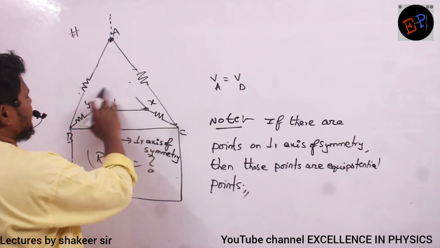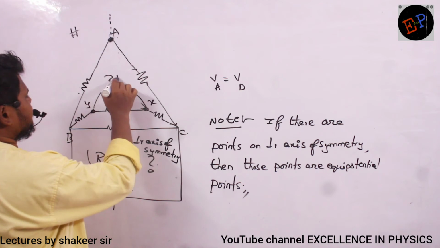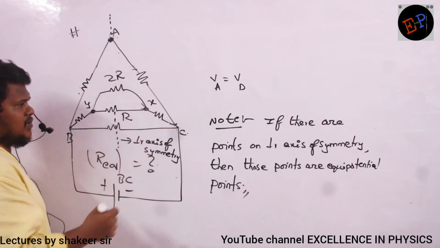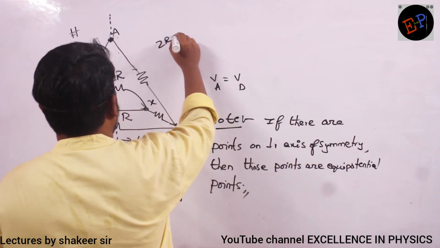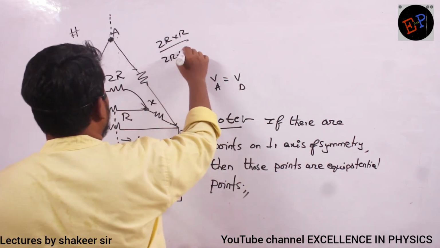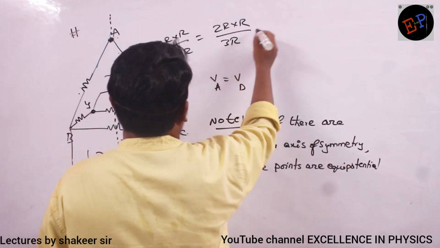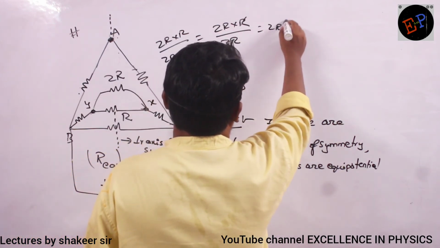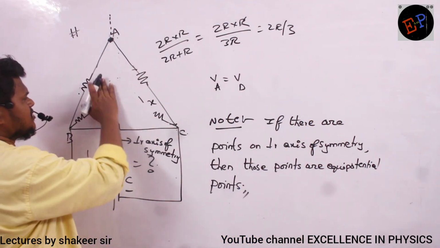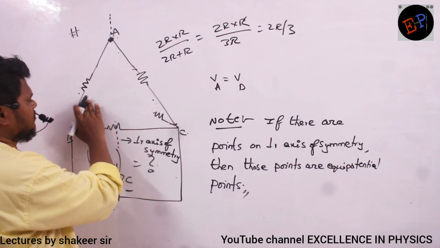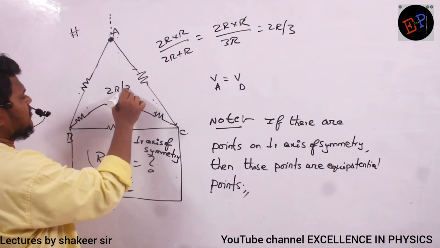So instead of this one, I can write this is equal to 2R, and this is R. Okay? So therefore what I will do, 2R into R divided by 2R plus R, because they are in parallel. So 2R into R by 3R. Okay? R gets cancelled. 2R divided by 3. Okay? So therefore instead of these two resistors, I will write a single resistor whose resistance is how much? Whose resistance is 2R divided by 3.